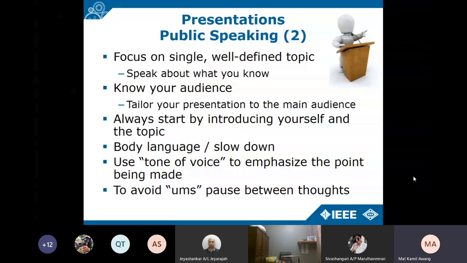You basically vary the tone of voice to show that this part is important, that people need to focus on, for example. And avoid the pauses between thoughts. Sometimes I have this problem because my thoughts are faster than my mouth, for example. So avoid these pauses between thoughts as much as possible. These are the pointers when you do a presentation, when you do public speaking.